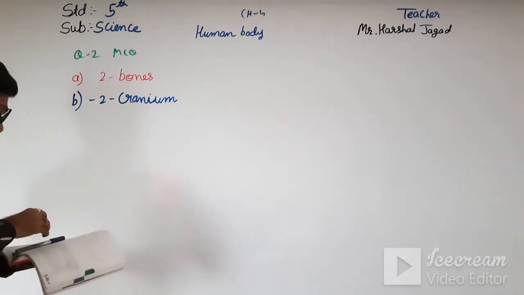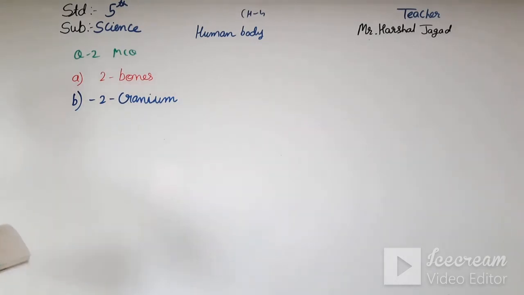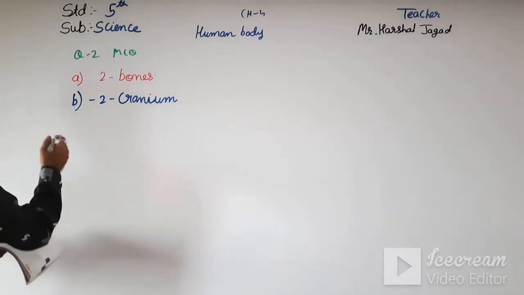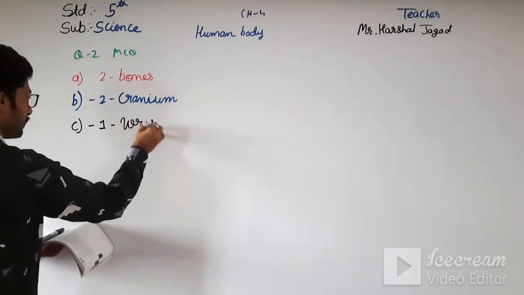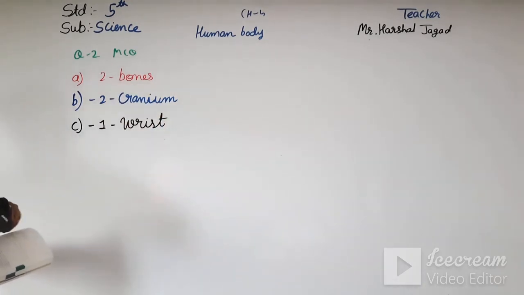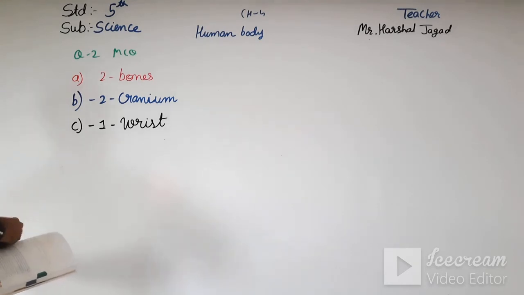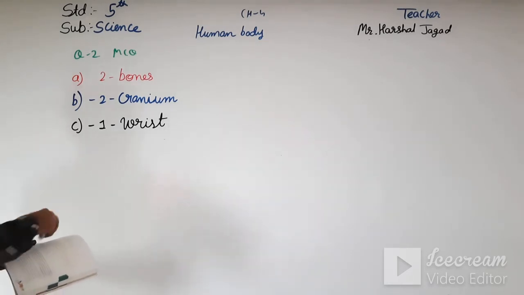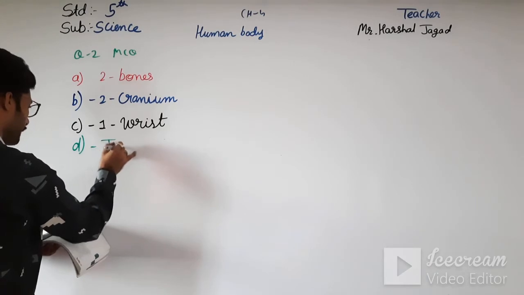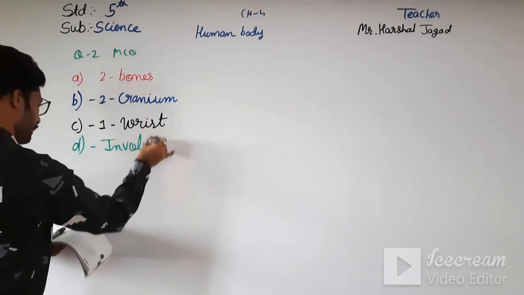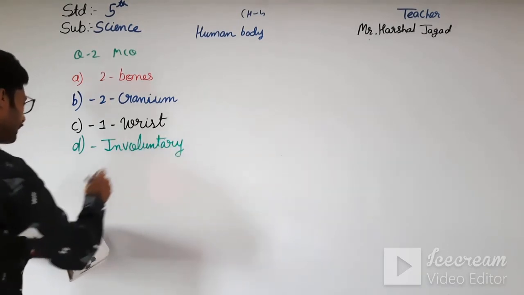So, next one is third one, the dash has gliding joints. So, the wrist, C will be 1, that is wrist. Okay, students, and another one, fourth one, that is dash muscles are working all the time. The muscles which are working all the time are involuntary muscles.